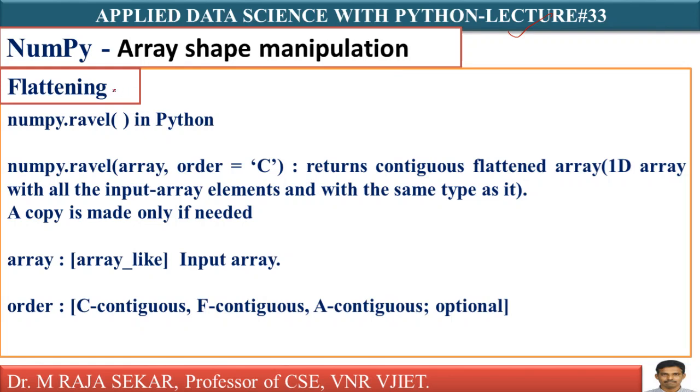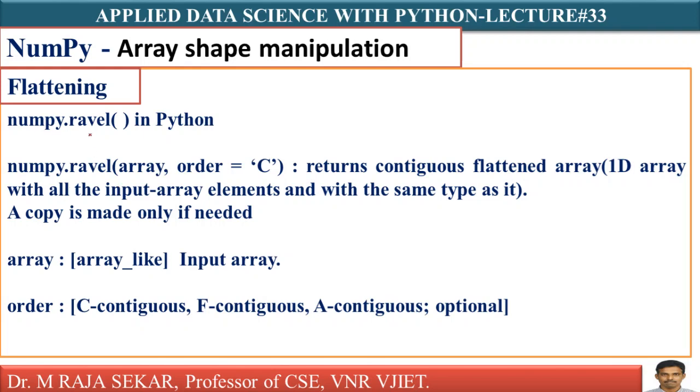In this lecture, we will try to understand flattening. The NumPy module of Python provides a function called numpy.ravel, which is used to change a two-dimensional array or a multi-dimensional array into a continuous flattened array. We will try to understand this concept with the help of an example.